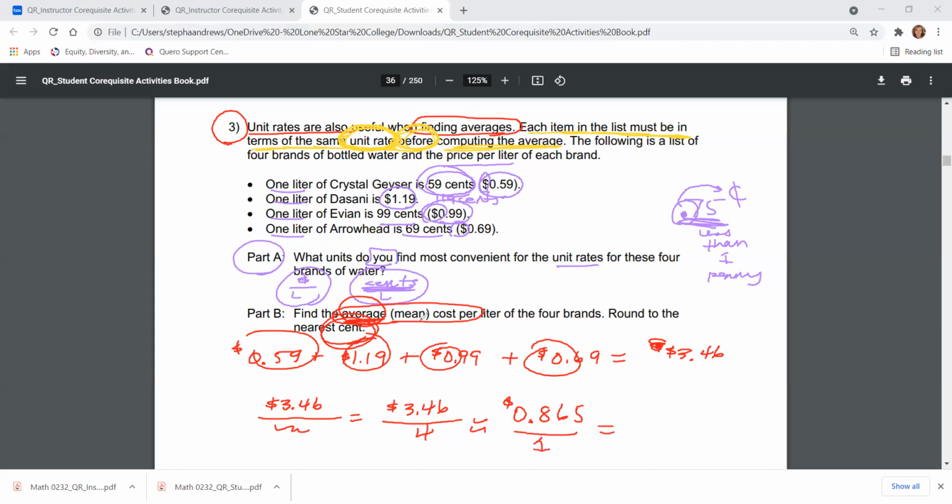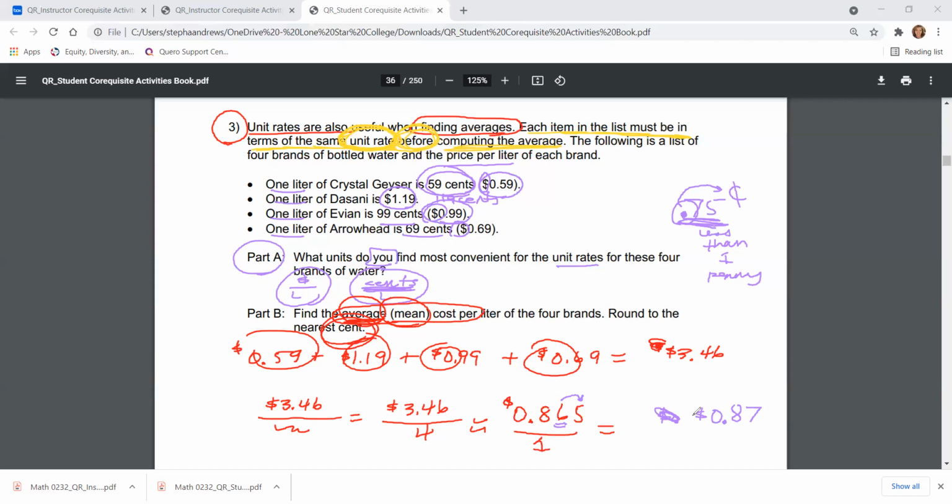We just found an average, which looks like a unit rate. And if they want it to the nearest cent, then I've got to look behind it, the thousandths, and that 5 tells my 6 you got to go up 1. And I like writing it with a leading 0. You don't have to, I just think it looks better. The scribble doesn't look better.